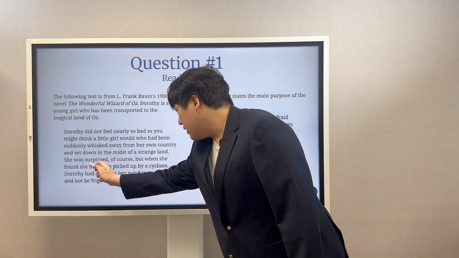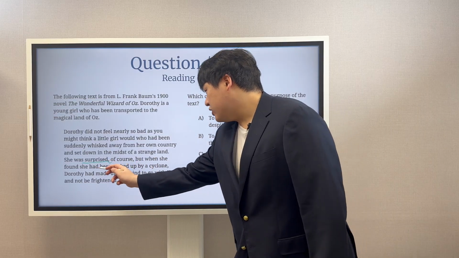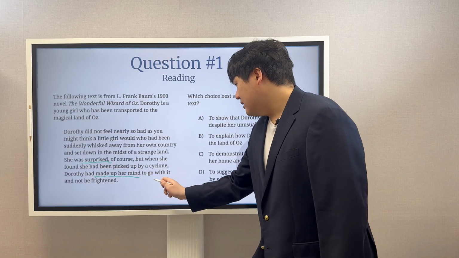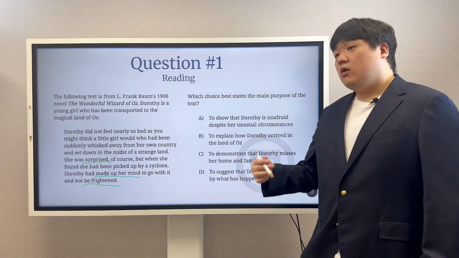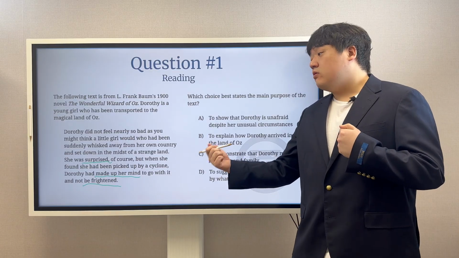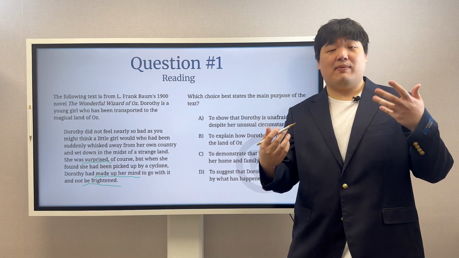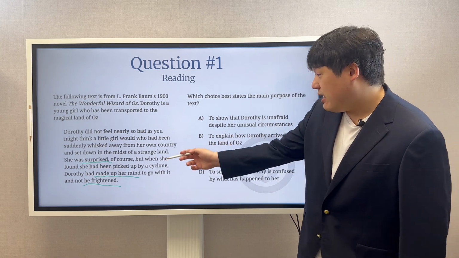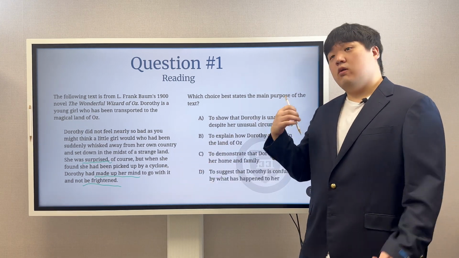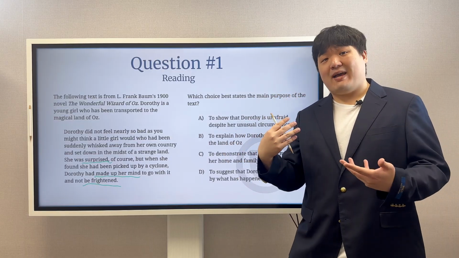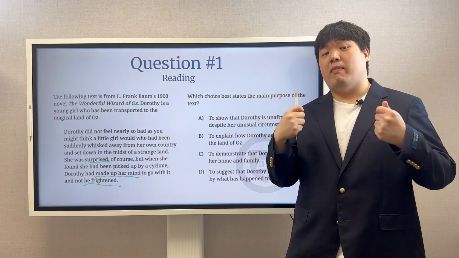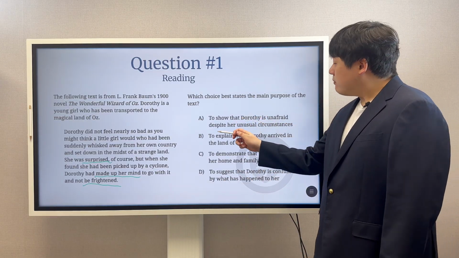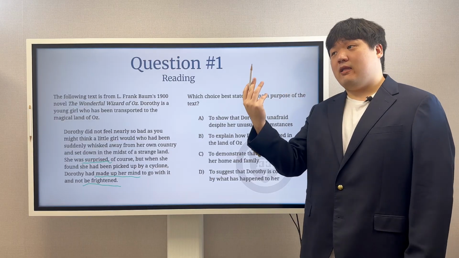So she was surprised, of course, but when she found she had been picked up by a cyclone, Dorothy had made up her mind to go with it and not be frightened. The underlined part will be the key words. Generally, you want to keep an eye out for any verbs or adjectives. In this case: surprised, made up her mind, not be frightened. So we already get an idea that this is what the passage wants us to take away. This is the main idea. With that in mind, we can then look at the answers and apply the scientific method.